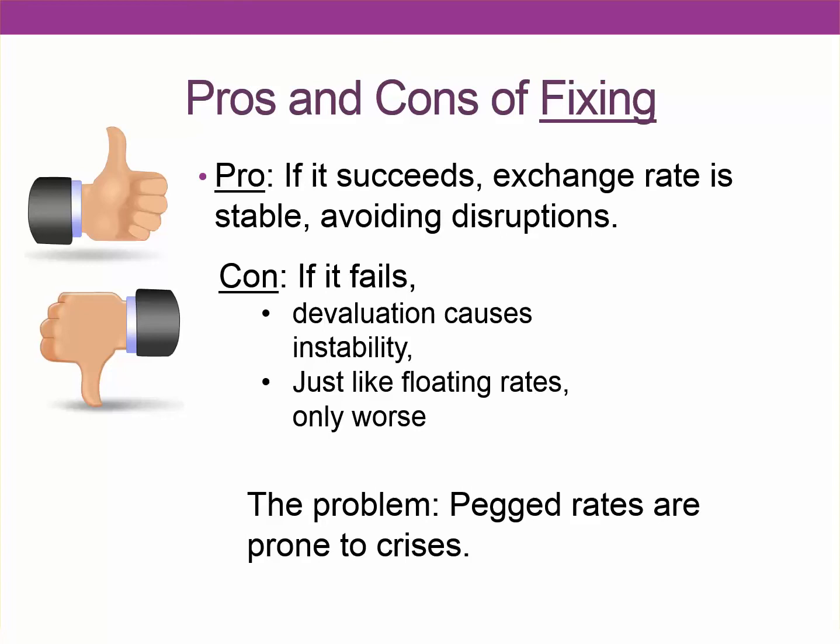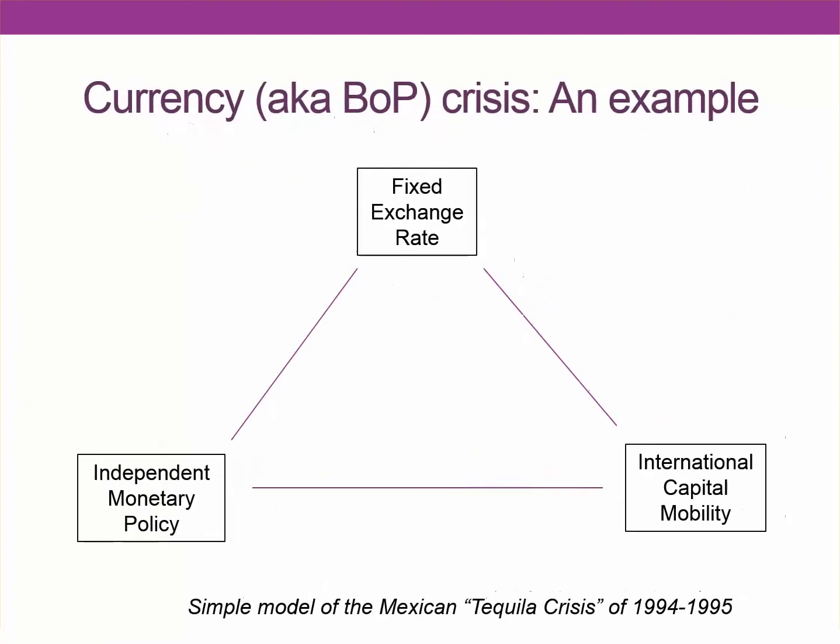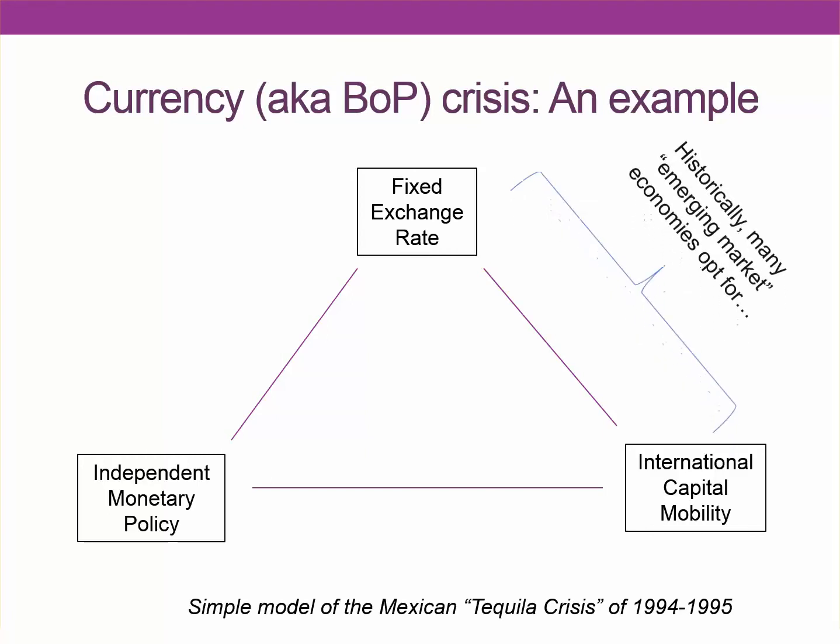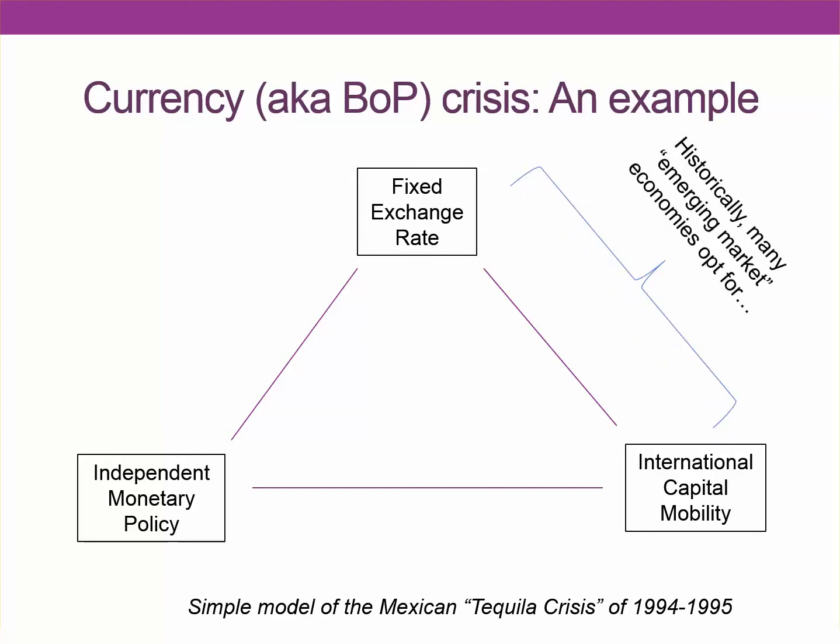And the basic problem is that pegged exchange rates can be prone to crises. Fixed exchange rates can be prone to crises because the government has to defend that currency peg. So remember this from last week, the unholy trinity or Mundell-Fleming. What we're going to do is have a simple model of the Mexican so-called tequila crisis of the mid-1990s, which was a currency, or we might call a balance of payments crisis.